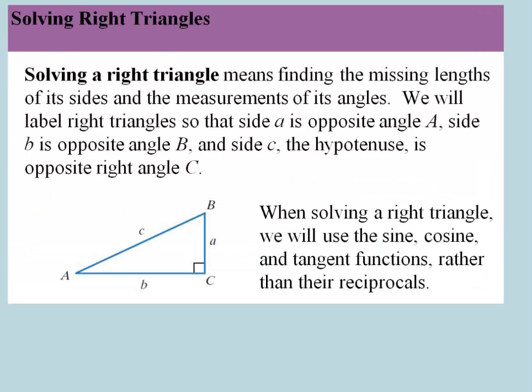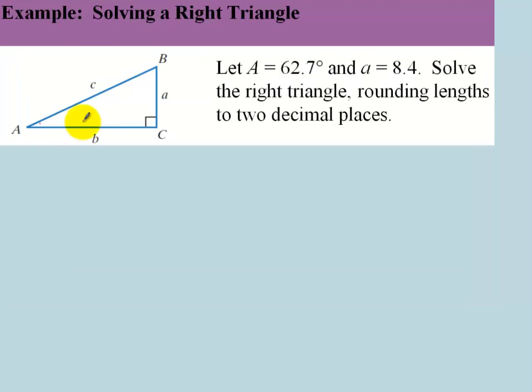First thing, right triangles. If we want to solve a right triangle, we've done problems like this before. You're given some of the angles or some of the sides, and you figure out what the rest are using trig functions. In this example, angle A is 62.7 and side a is 8.4. Find the rest of the sides.